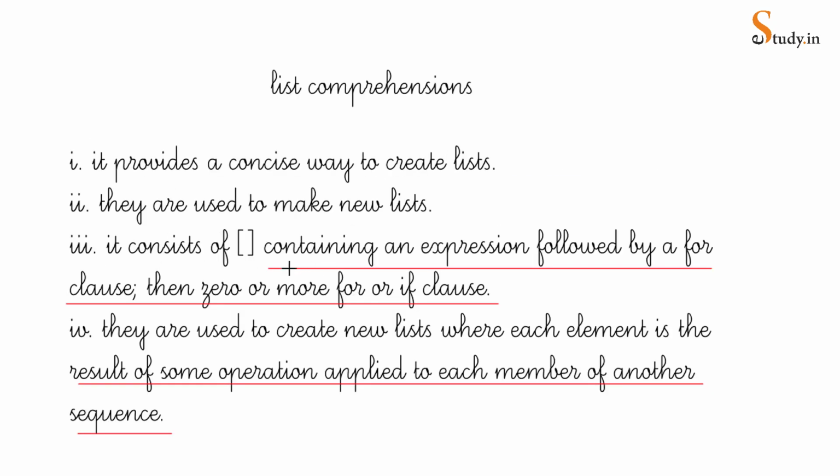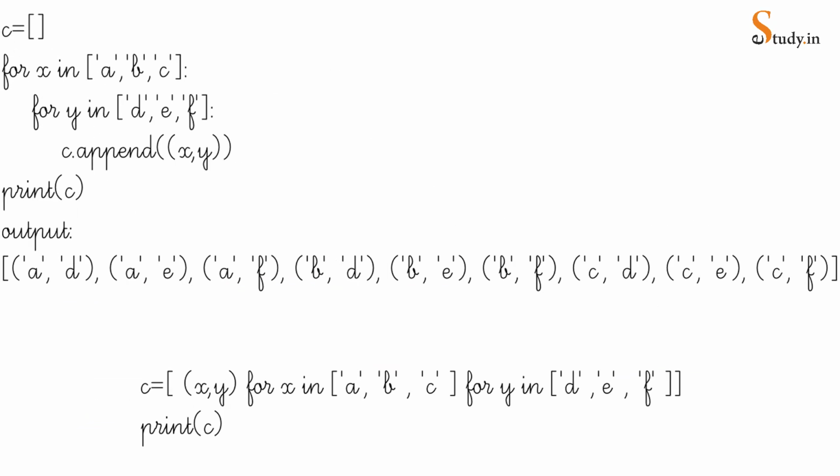If we go back to the definition, it contains an expression followed by a for clause, then 0 or more for or if clauses. Let us take up one more example. Here we have an empty list, C is equal to this. Okay, so after that we have a nested for loop here. That means a for within another for.